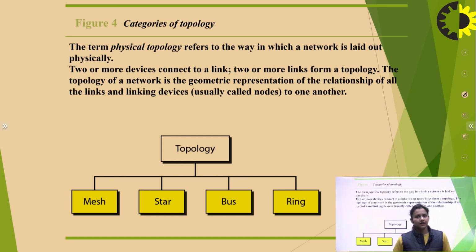Now the data is transferring from node to node, from device to device. So there is a term which refers to the network laid out physically, like how the devices communicate. Here the term topology comes. If two or more devices are connected to a link, then it forms a topology. It is the geometric representation of the relationship between the links and linking devices. In computer networks, we have four types of topologies: mesh, star, bus, and ring.